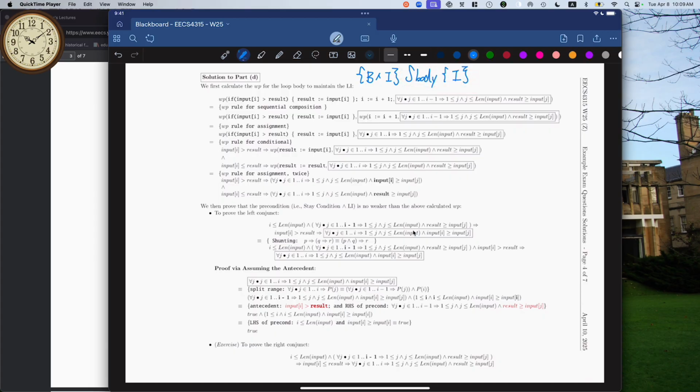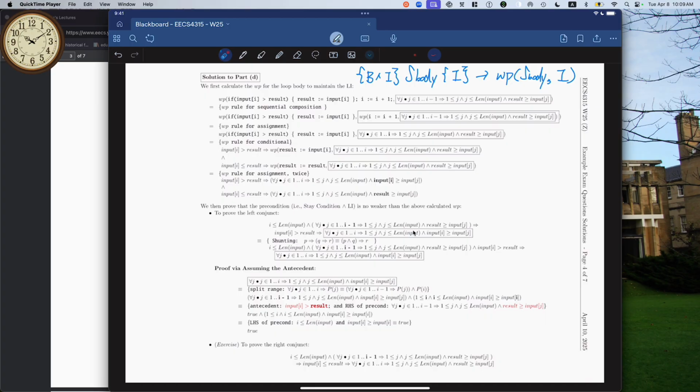So what you want to do is calculate the WP for the body of the loop to establish I. Once you calculate this WP, you want to make sure the actual precondition is no weaker than that. That's where the implication gives us a proof. These are the two phases we spoke about in the lecture. No matter how complicated the question might be, you always have to follow the same steps.